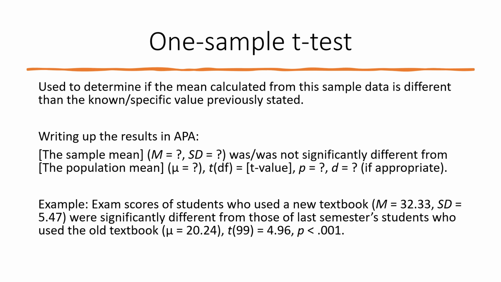So for example, exam scores of students who used a new textbook, you have your stats, were significantly different from those of last semester students who used the old textbook. You have the population mean, and then because it was significant, you have the fully reported t-test right there.